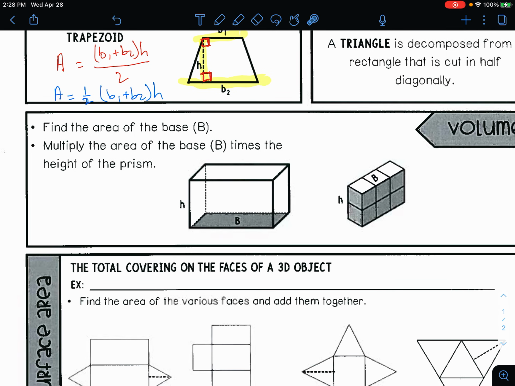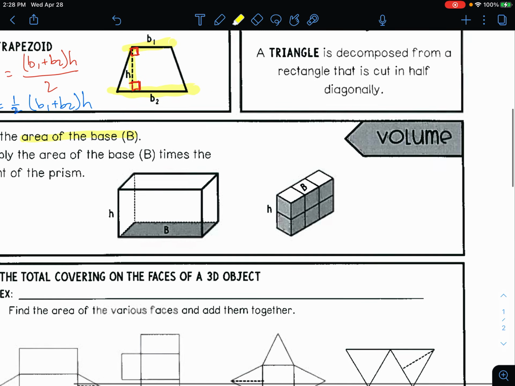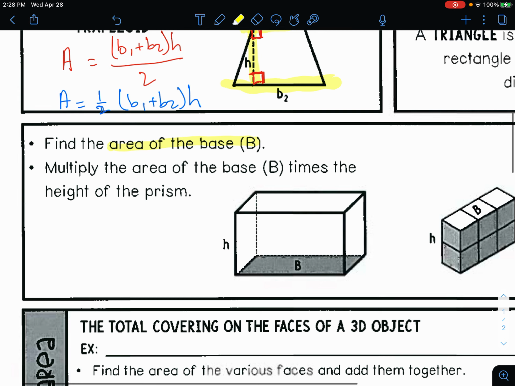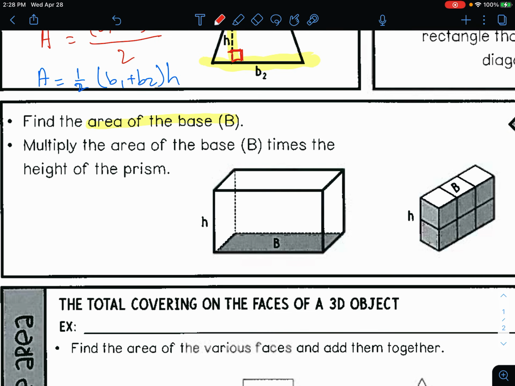Let's go to the next section. To find the volume, you find the area of the base and multiply the area of the base times the height of the prism. So there are two formulas. The one they want you to use is volume equals big base, which is an area written in square units, times height. In this case, the base is right over here, and you're going to multiply that by the height, which is right over there.